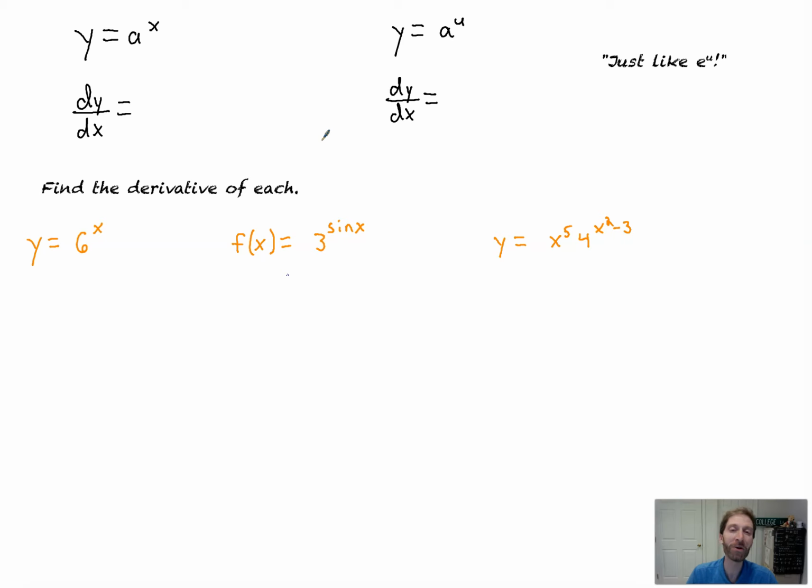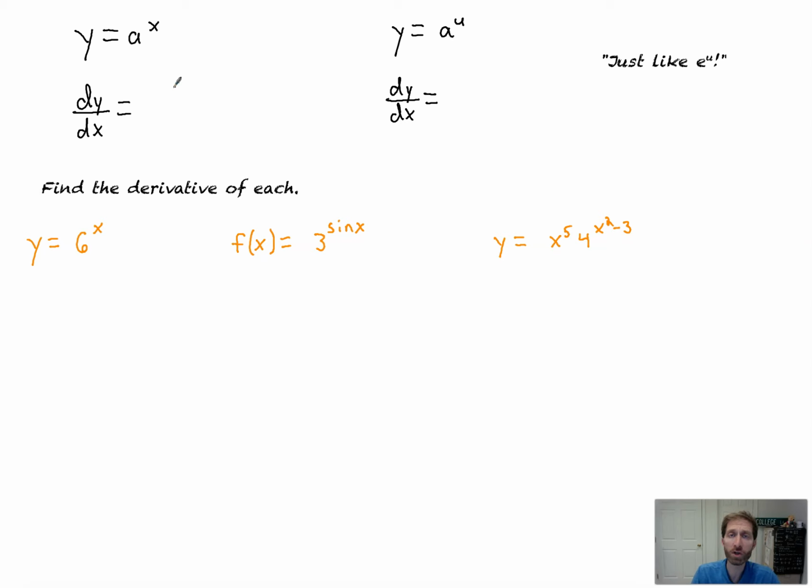All right, here we go into video 2 in lesson 5.6 already. That's crazy. We're crushing it. In this lesson, we're going to go over the derivative of a to the x or a to the u. Basically an exponential function where a can be any number, not just e to the x. So we're going more general here.